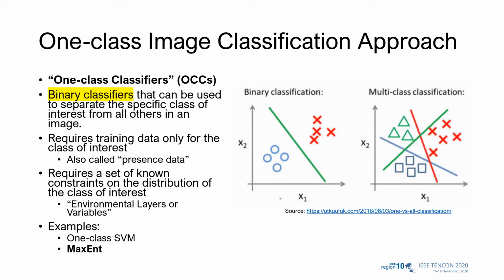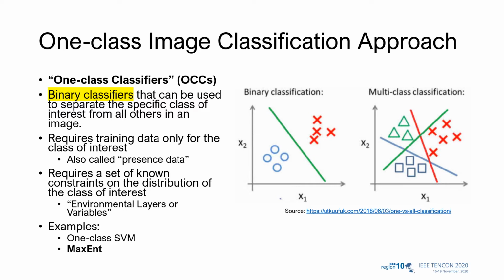So when the main goal is to classify only one class, multi-class classification approaches can be inefficient since all classes that occur in the image need to be labeled. In such a case, a one-class classifier can be a more efficient alternative. One-class classifiers are binary classifiers that can be used to separate the specific class of interest from all others in an image. It requires only two datasets: training data for the class of interest and a set of known constraints on the distribution of the class of interest.